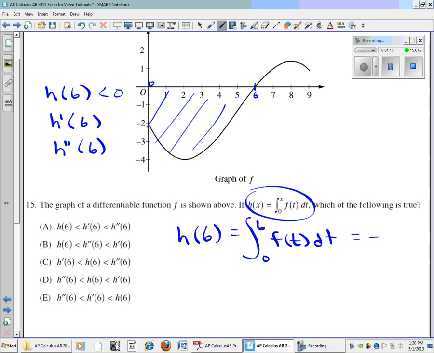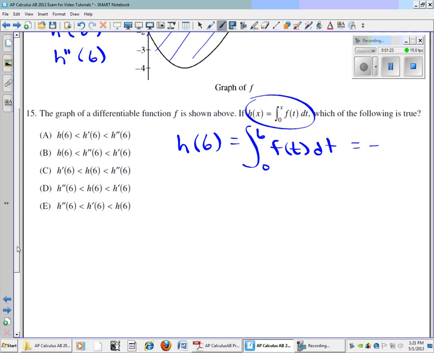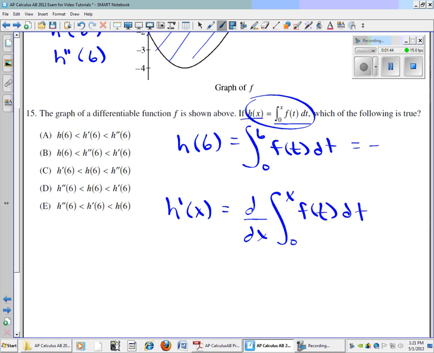So now let's look at h prime of 6. We'll begin by looking at h prime of x. And so if we take the derivative of each side, we take the derivative of h of x, we get h prime of x. If we take the derivative of the integral with respect to x, the derivative of the integral gives us the function at x. So f of x.